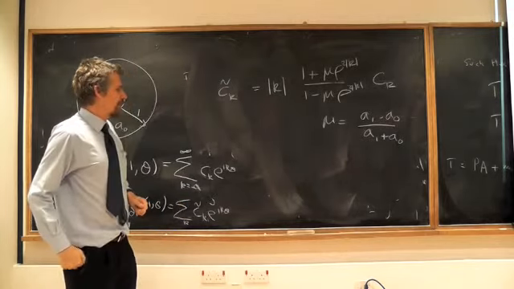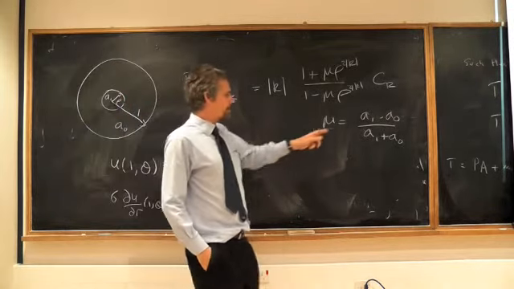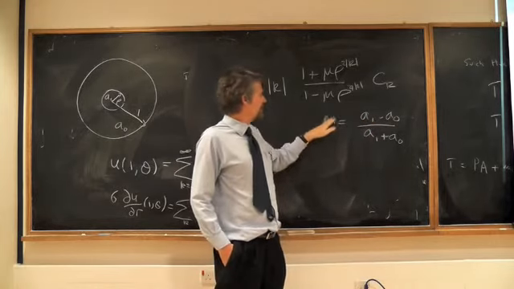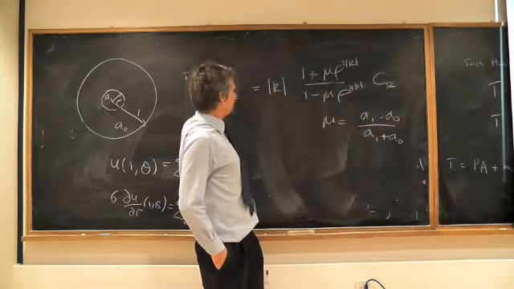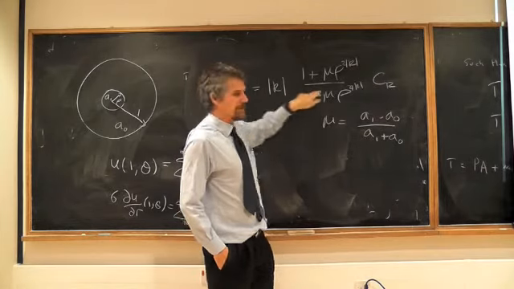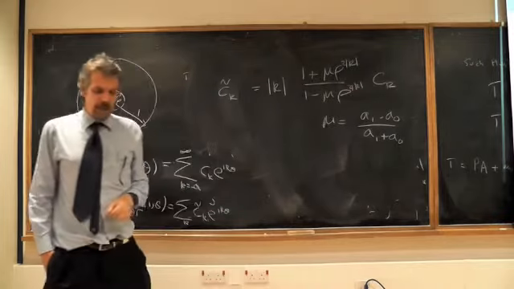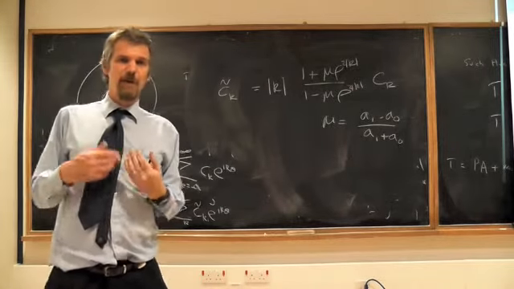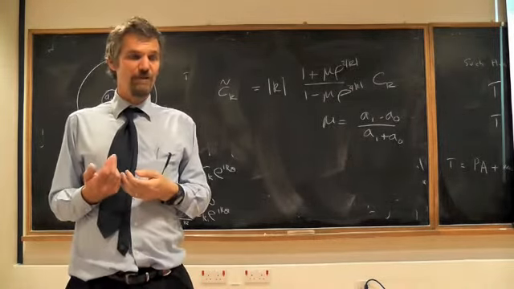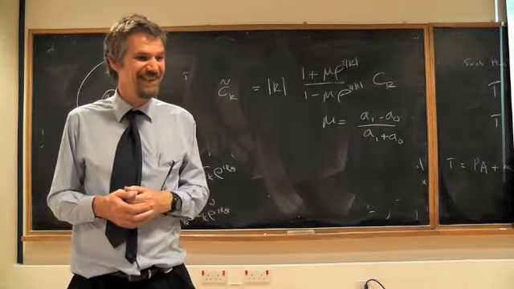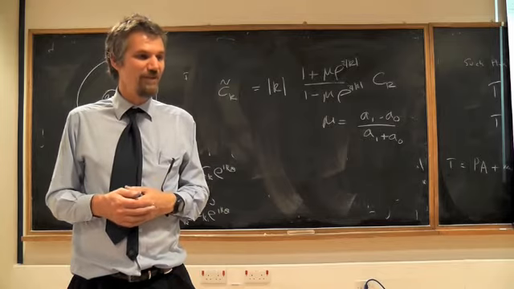Okay, so let's first think, what if A1 was equal to A0, so there isn't any anomaly there? Mu is 0, and so ck tilde is just k times ck. What does that mean? Well, if you take a Fourier series and multiply each frequency component by, say, i times k, that's called differentiating, right?